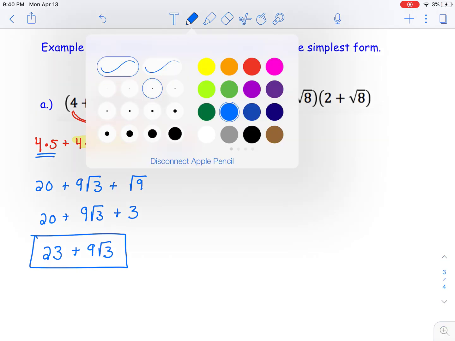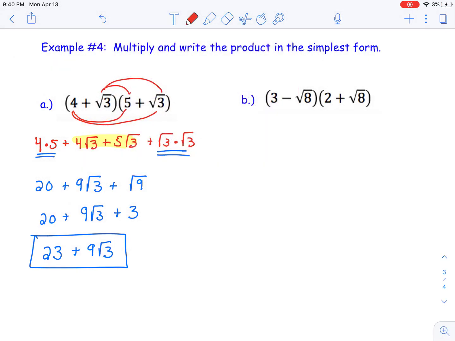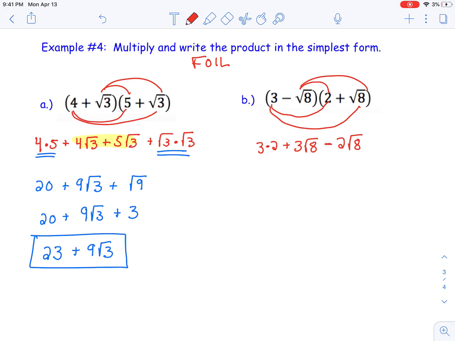We'll try that one more time. So let's see. FOIL. First times the first, the outer, the two inners, and the two lasts. I think that's how it goes. So we'll say 3 times 2 plus 3 radical 8. A negative radical 8 times 2 is going to give me a negative because it's a positive times a negative. So I'm going to get a negative 2 times radical 8. Positive times a negative gives me a negative. You got to be careful of these signs.